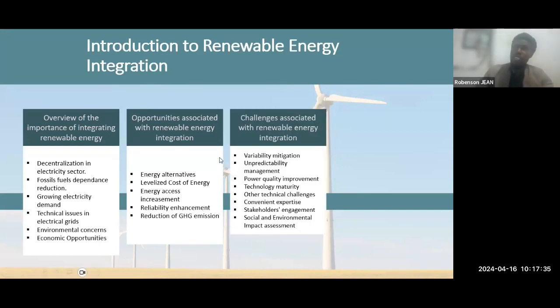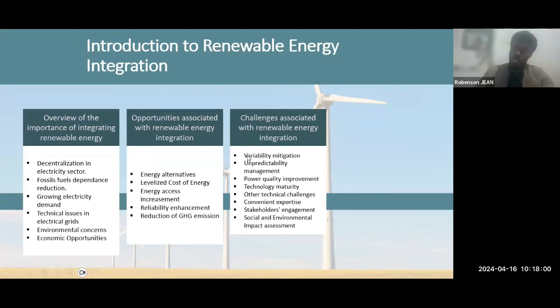Perhaps there are some challenges that are still associated with the integration of renewable energy sources. First of all, we have the variability mitigation and unpredictability management. Sometimes people used to think that those two things are the same, but there is a little bit of difference.